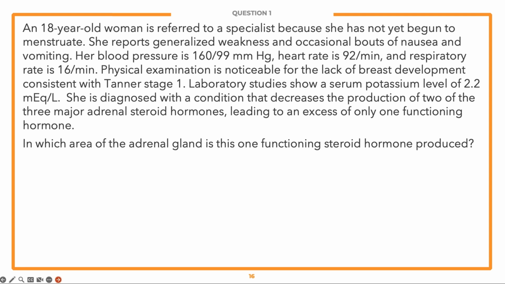Right? So it's not asking me about diagnosis. It's not asking me anything else. It's asking what area of the adrenal gland is the steroid hormone produced? So right away, I should be thinking, what are the different areas of the adrenal gland and what are the hormones produced in each one? Then I go to the top.